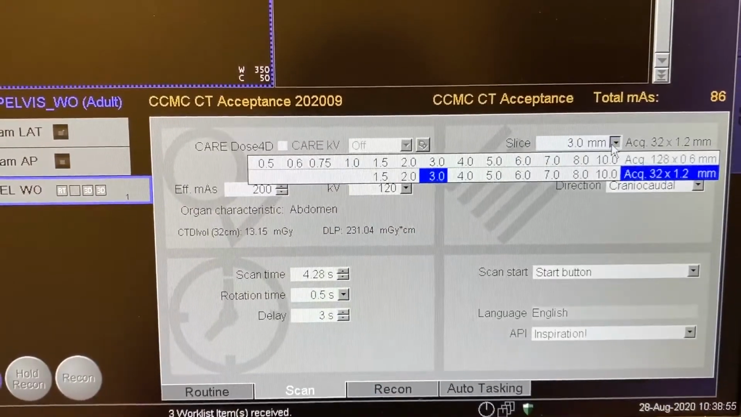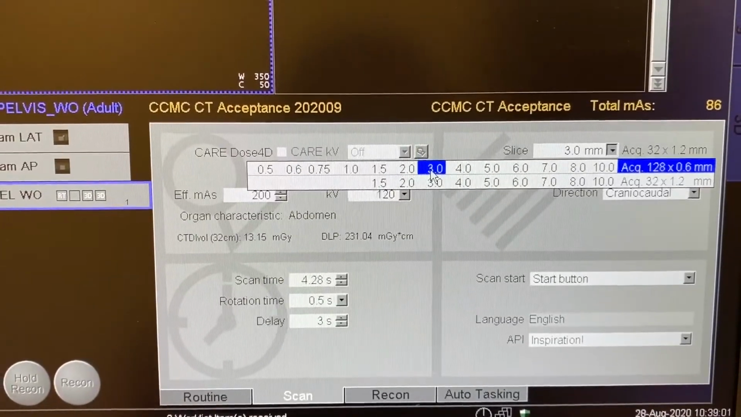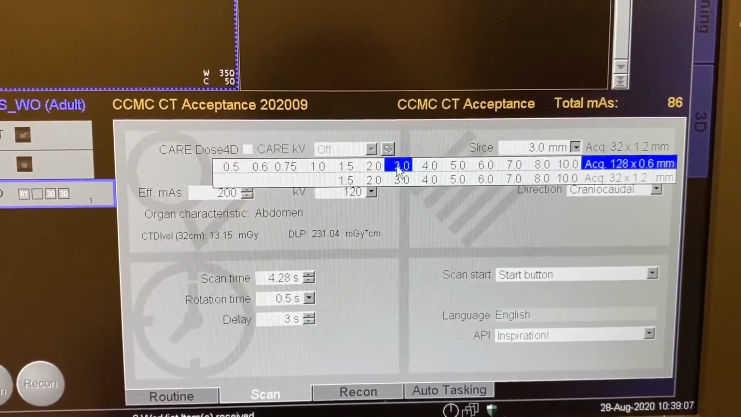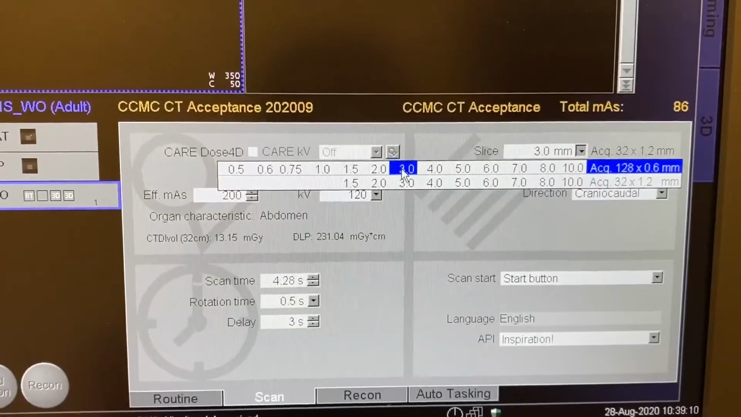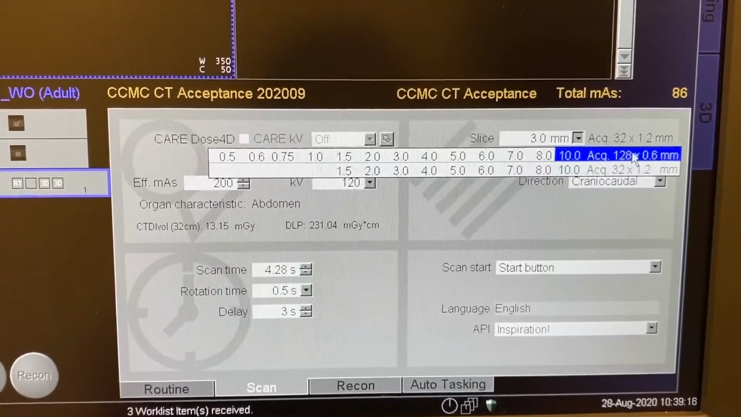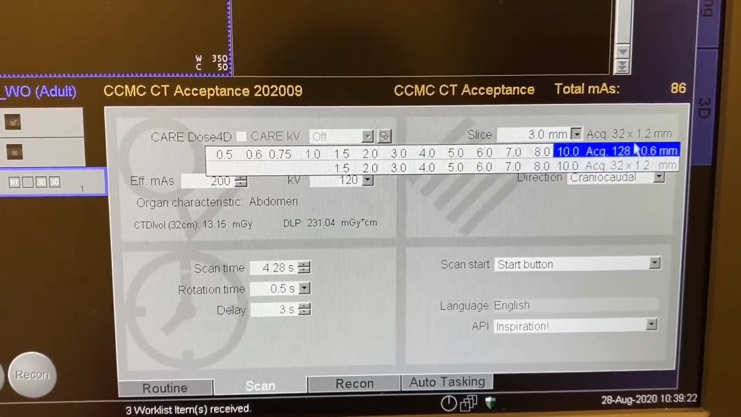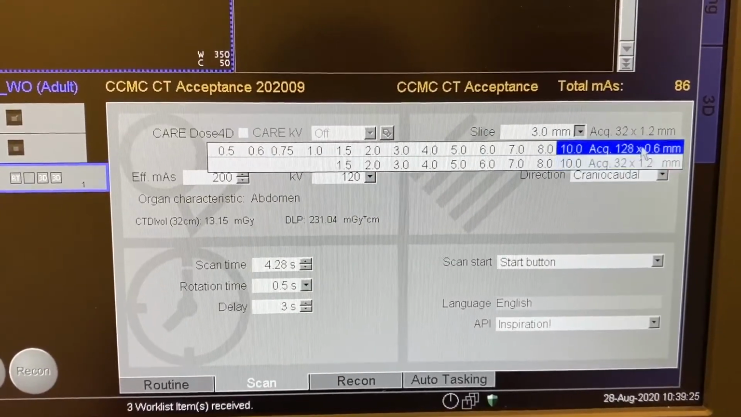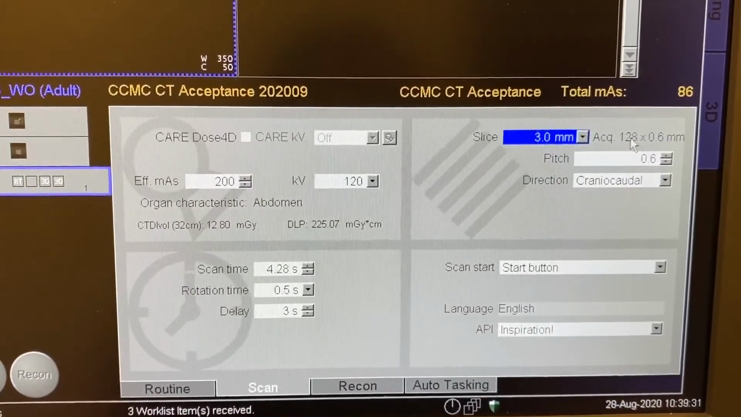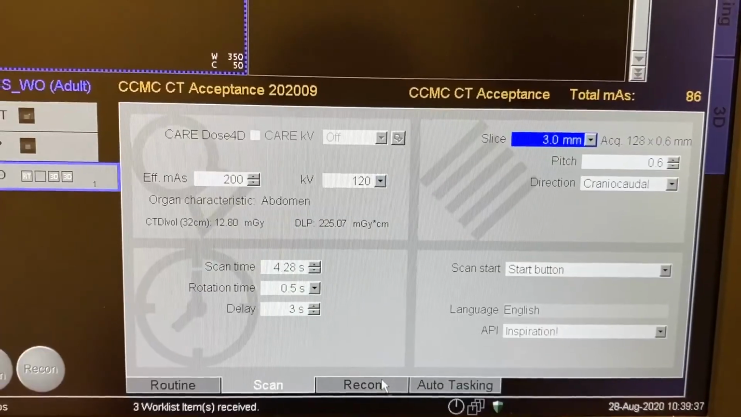The reason is that this 128 by 0.6 is not a real number. Siemens is using a so-called flying spot technique so that it can acquire double the data channels that it uses in real. So really, the detector width is 64 by 0.6, and that is the same as this one. The reason we chose this is because it allows us to get more data, and that's our default use.